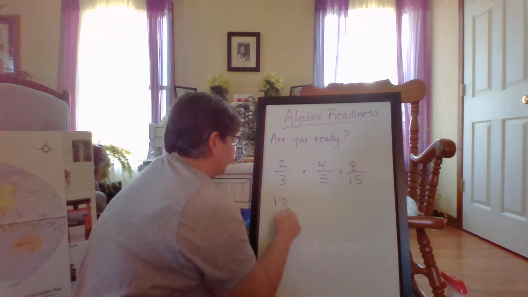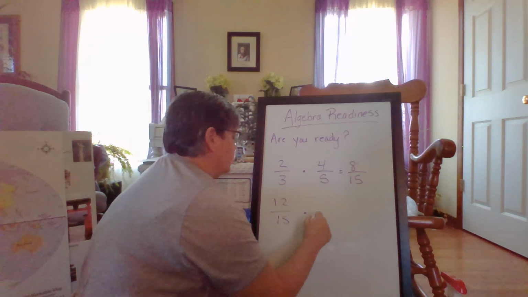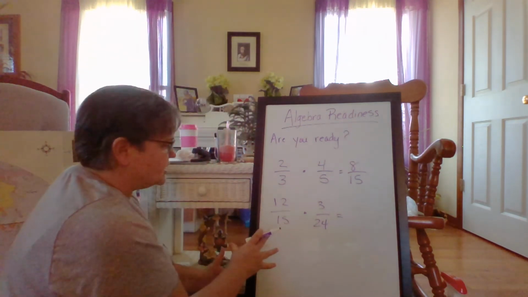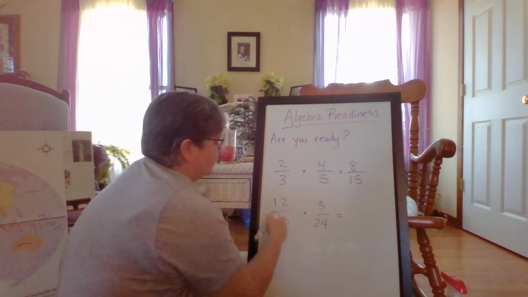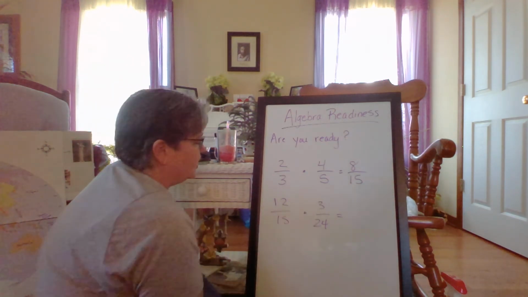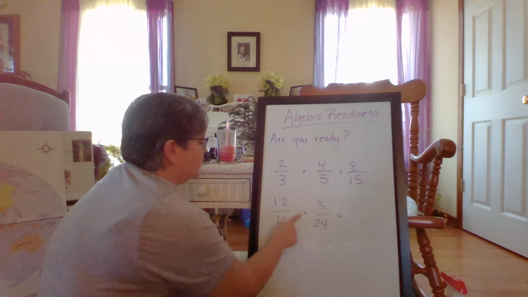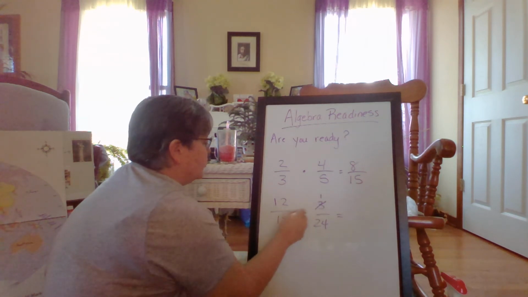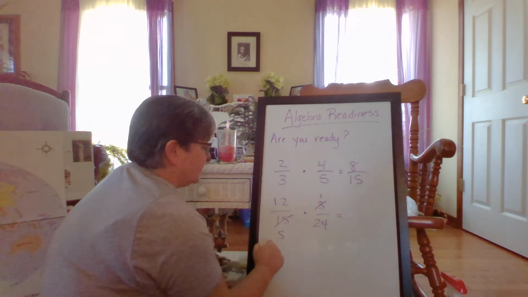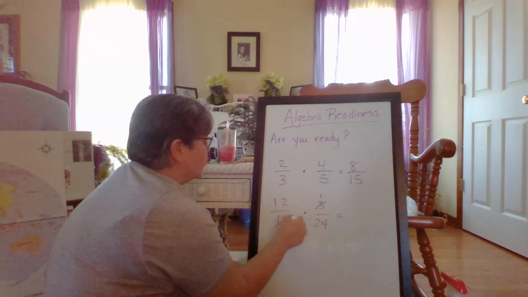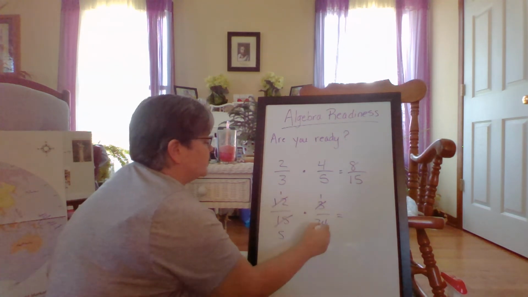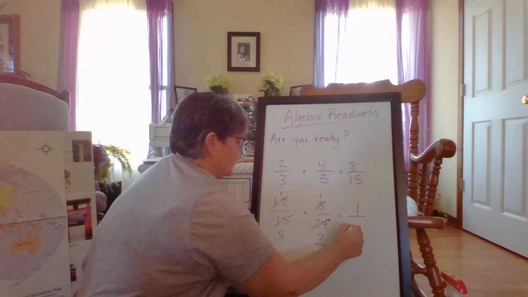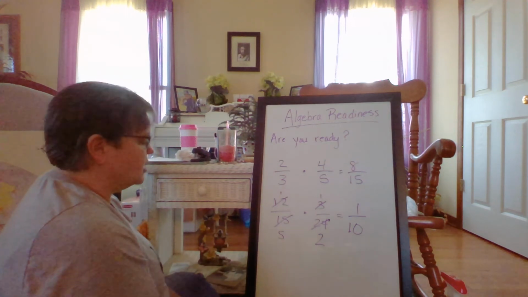Let's see, 12 15ths times 3 24ths. In this case, I'm going to see that I can look here and I can cross reduce. I see in common that 3 will go into 15. 3 will go into 3 once. 3 will go into 15 5 times. Here, 12 will go into 24. So 12 goes into 12 once, and 12 will go into 24 twice. So now when I multiply across, I have 1/10 as my answer here.